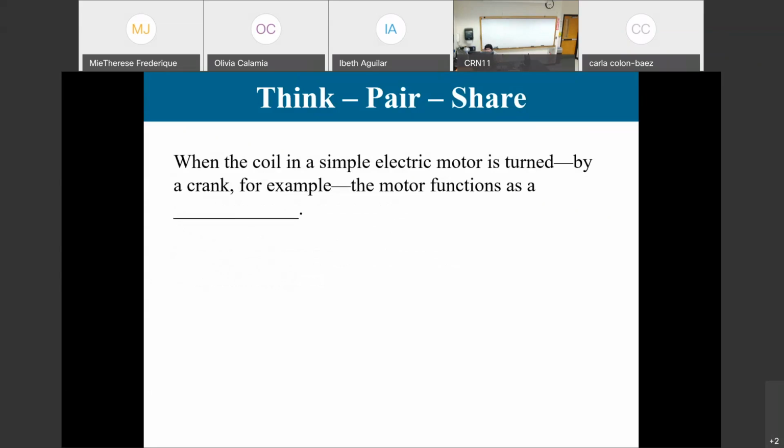When the coil in a simple electric motor is turned by a crank, for example, in that case a motor is a generator. It's basically the concept of generators in real life, or I believe also in video games. They show you that when you're trying to turn on a generator and you have a cord, you have a motor inside, and that electric motor is rotating. It's being turned.